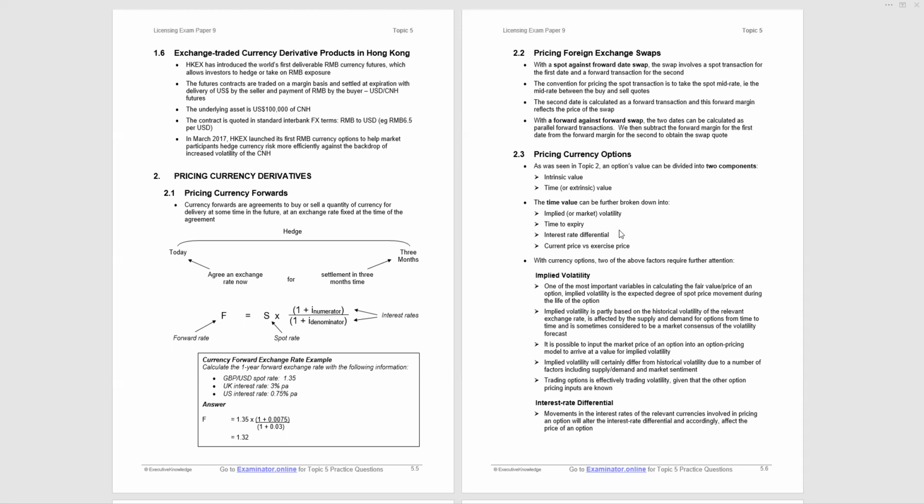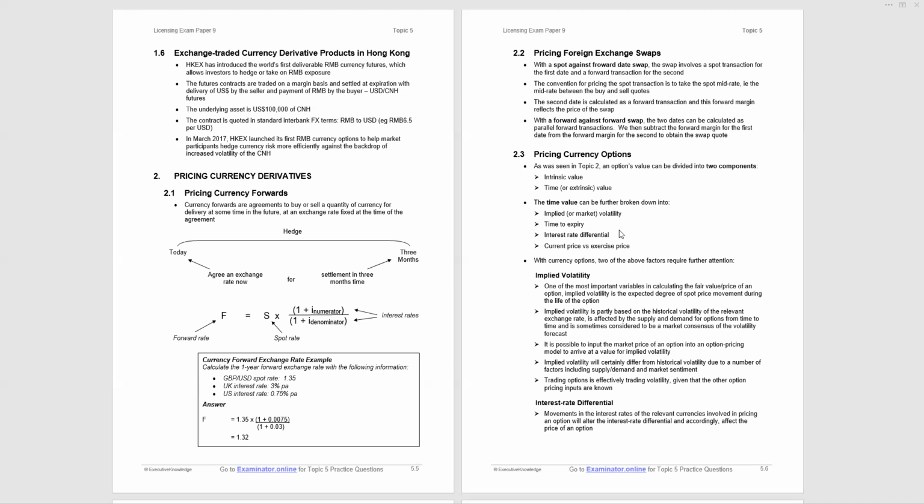And the first one is the main one, and you will be examined at paper 9 on this, and this is the pricing of currency forwards. And the forward rate, as you can see on page 5.5, is equal to the spot rate multiplied by the interest rate differential of the two countries. And we express that by 1 plus the interest rate of the numerator country, that's the country whose currency is on the numerator of the relationship, divided by 1 plus the interest rate of the denominator country. I will explain with the following example.